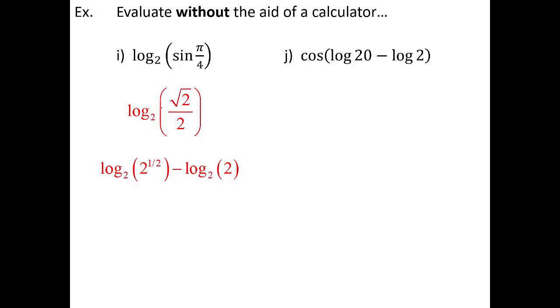Log base 2 of 2 to the 1/2 minus log base 2 of 2. 1/2 comes to the front, and log base 2 of 2 cancels out. We're left with 1/2 minus 1. 1/2 minus 1, that's just going to be negative 1/2. Final answer.